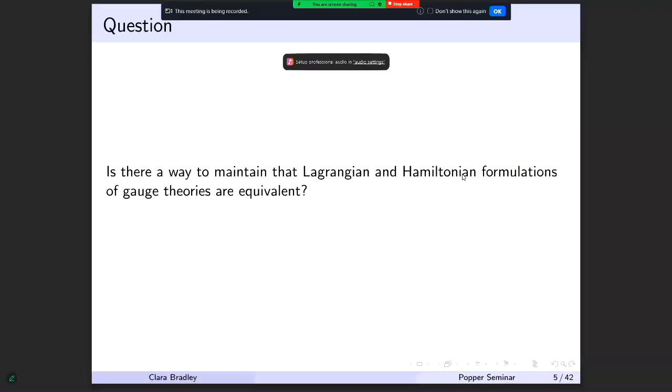So our question in this talk is going to be: is there a way to still maintain that Lagrangian and Hamiltonian formulations of these gauge theories are equivalent, despite the fact that we lose this ability to translate back and forth in the way that we suggested earlier? And indeed, the standard physicist's thought is that these are equivalent, so part of this is trying to make sense of whether that physicist's view can be reconstructed in formal terms.